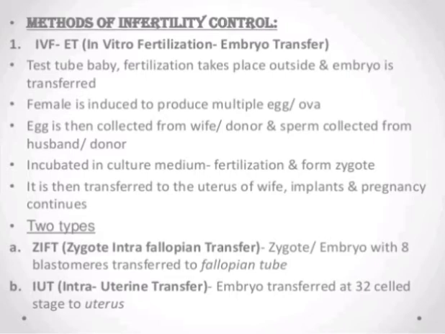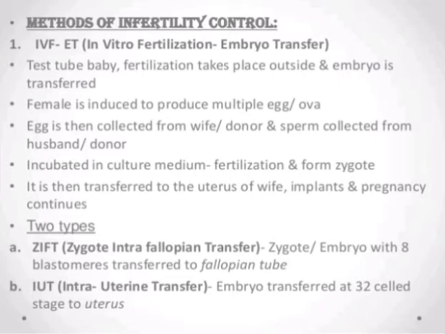In IVF, the female is induced to produce multiple eggs or ova. Then the egg is collected from the wife or donor, and the sperm is collected from the husband or donor, and then it is incubated in culture medium. Because of that, fertilization and zygote formation take place, and after that it is transferred to the uterus of the wife, where it will get implanted and the pregnancy will continue.